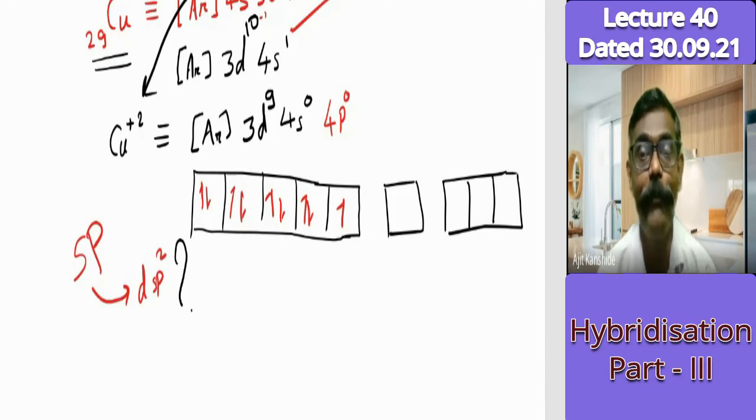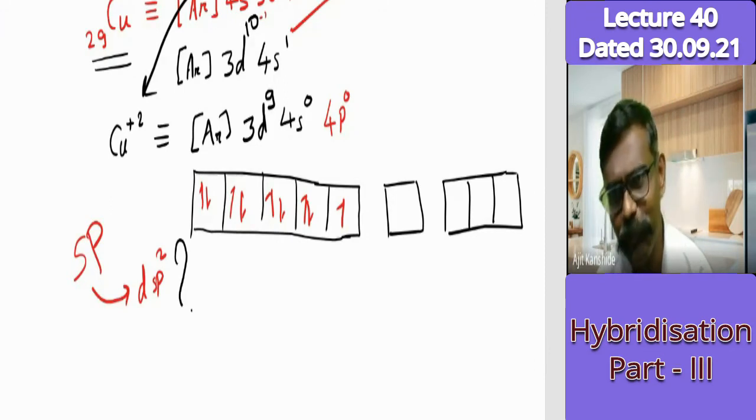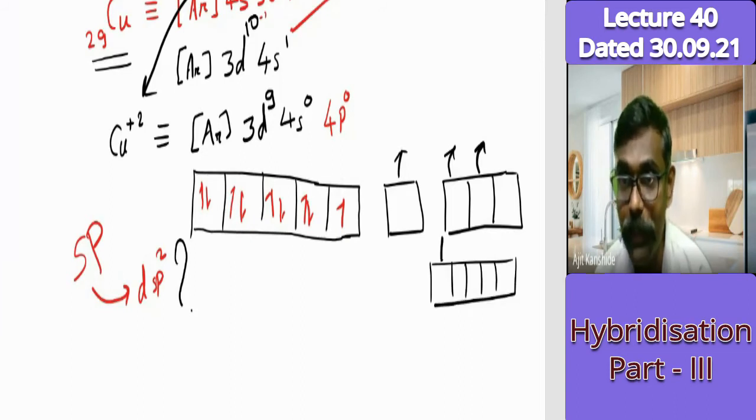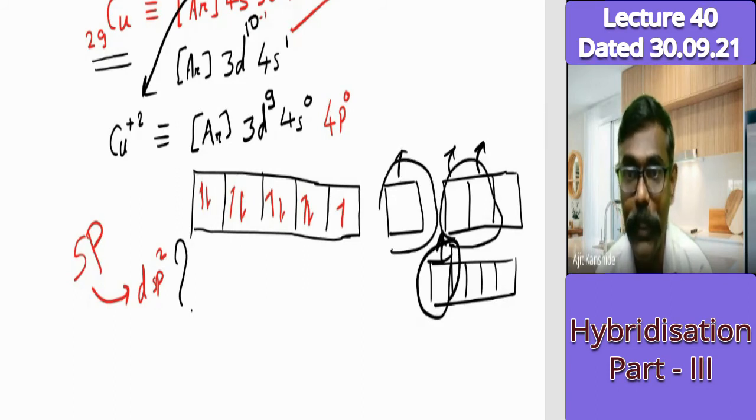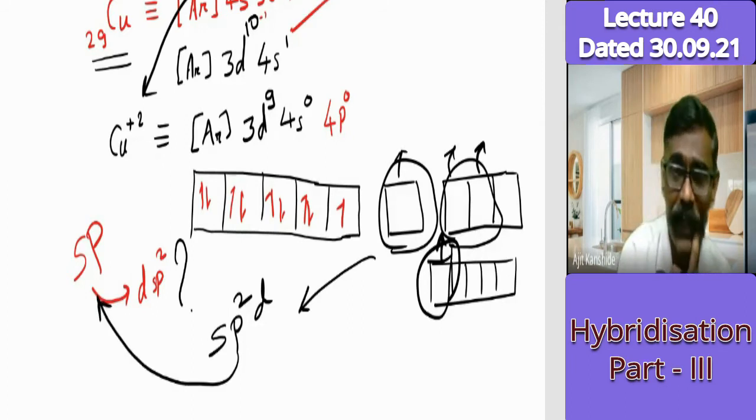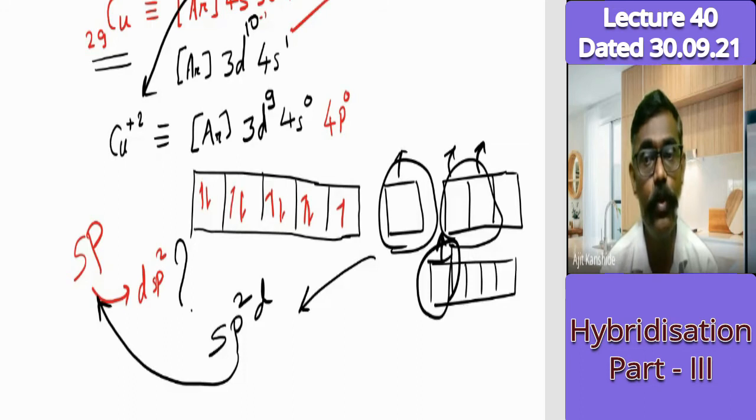Then one option came in front of the people: will it be possible that one s orbital, a second orbital as a p orbital, a third orbital as a p orbital, and a fourth orbital, see, after that the orbitals will be there, 1 2 3 4 5 d orbitals. So one of the d orbitals will be involved. So this d orbital, these two p orbitals, and one s orbital, can they combine? Leading to which kind of hybridization? sp2d. If sp2d hybridization, then also the geometry will be square planar. So we are discussing this sp2d hybridization.